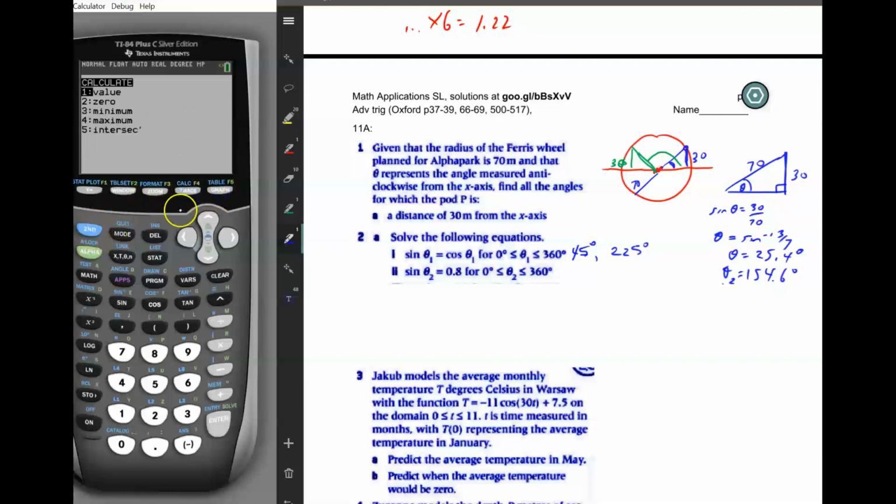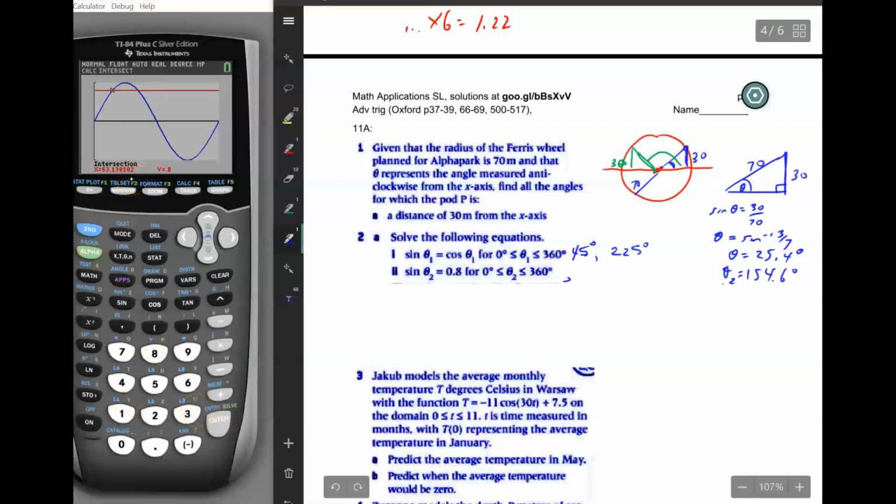Second calc intersect number 5, and the first curve is the blue one, yes. Second curve is the red one, yes. And then our guess, I'm going to move it over a little bit, but it's going to take too long, so I'm going to type 50 to get close to the first one. And it says that the intersection is 53.1. So the first intersection happens at 53.1 degrees. And then I'm going to repeat it to find the right side intersection.